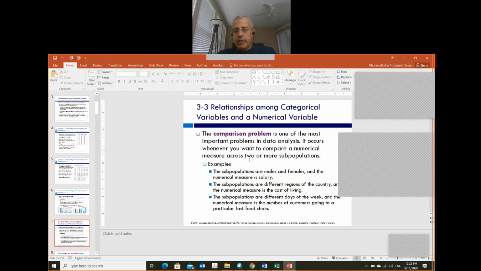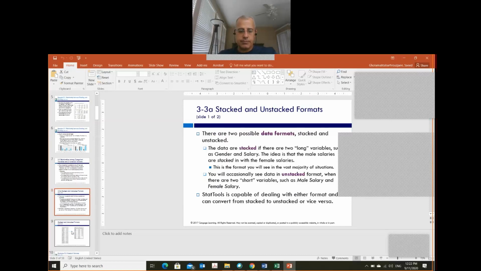So when we compare a numerical variable across two or more populations, like subpopulations of males and females, or different regions of the country, and so on, we try to break down our numerical variable by the categories. I will show you how to deal with this kind of data. There are two possible data formats, stacked and unstacked. The data are stacked if there are two long variables, such as gender and salary. The idea is that male salaries are stacked in with the female salaries. This is the format that we see in most of the built-in software.